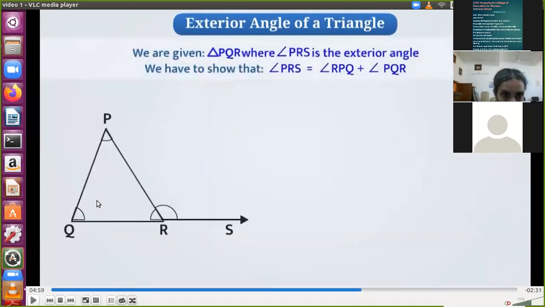Now there is another way of proving this property, that is the logical way of proving this property. In that case, we have to prove that angle PRS is equal to angle RPQ plus angle PQR. We have to prove it logically. And we are given the triangle PQR, where angle PRS is the exterior angle. So this is given to us and we have to prove the property. For that, we draw a triangle PQR and we extend the line segment QR up to S.